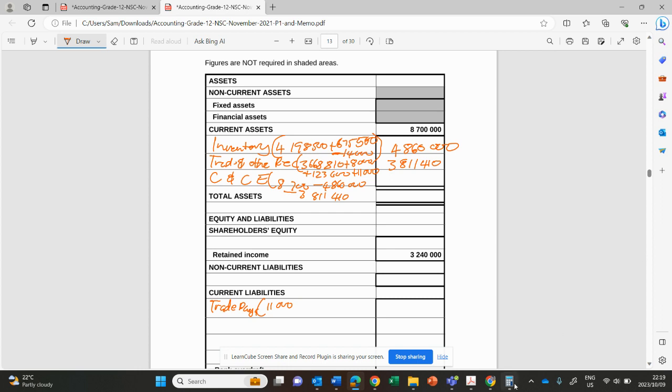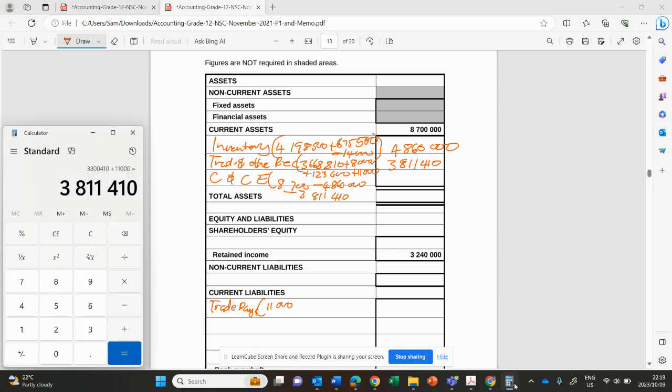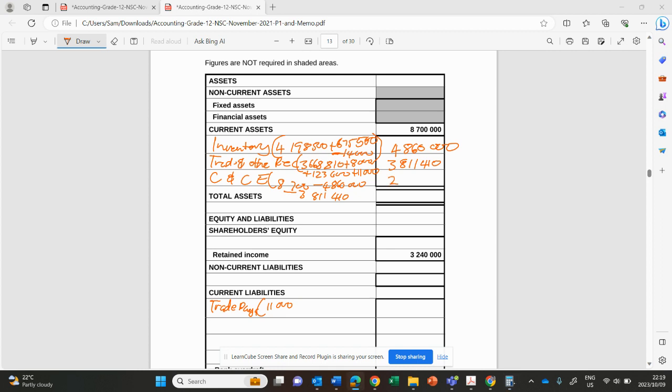So we're going to say 8,700,000 minus 4,860,000 minus 3,811,410. So we are having 28,590. Then the first part is done, the total current asset is done.